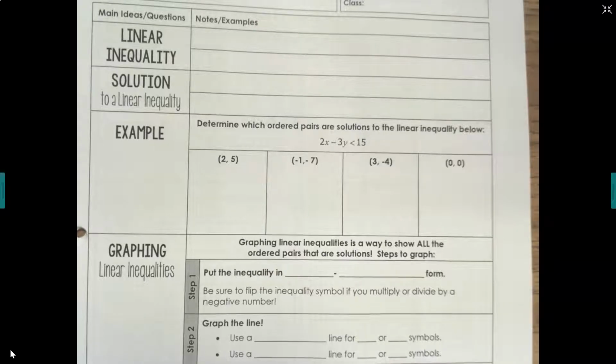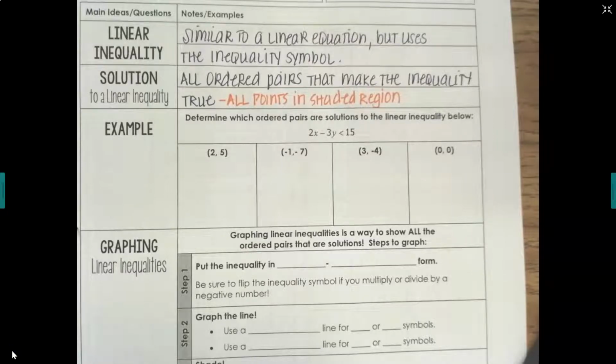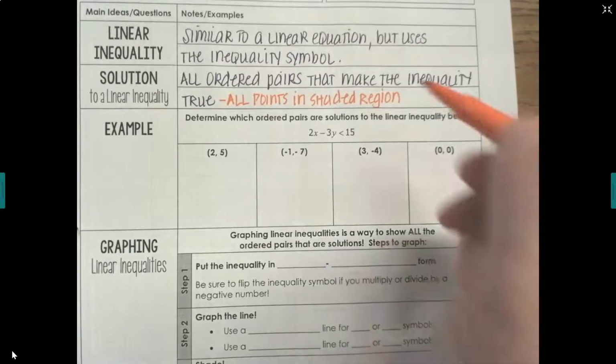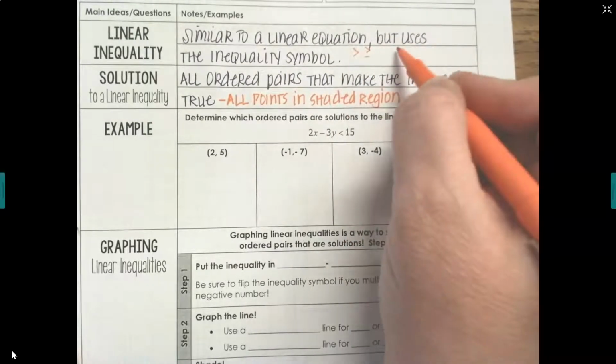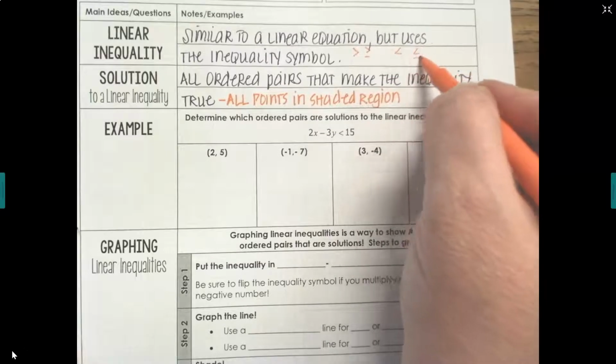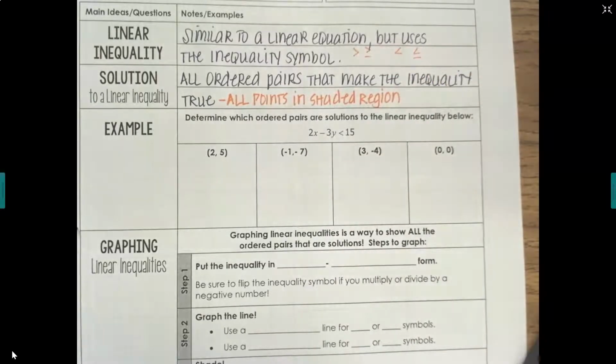So, what is a linear inequality? A linear inequality is similar to a linear equation, but uses an inequality symbol. So we could have a greater than, or a greater than or equal to, or a less than, or a less than or equal to. So instead of an equal sign, we'll have one of these inequality symbols.